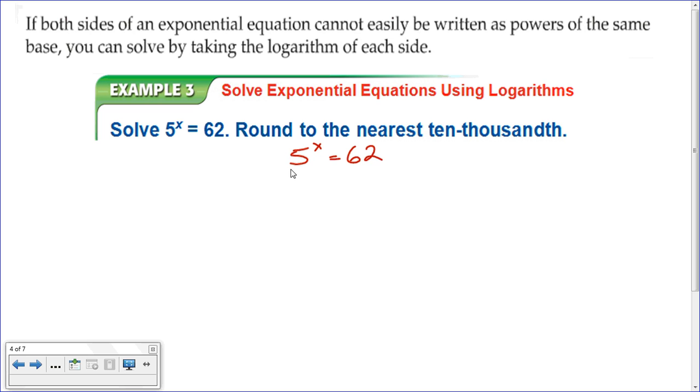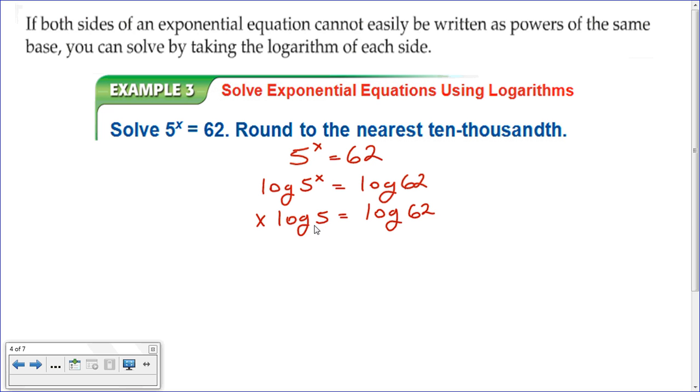Now remember, whatever I do to one side of the equation, I've got to do to the other side of the equation. Here I'm going to choose to do the common log of both sides. Alright? Now they're still equal because I did the same thing to both sides. Now, by our power property of logarithms, I can take this x and move it to the front, resulting in x times log 5 equals log 62.